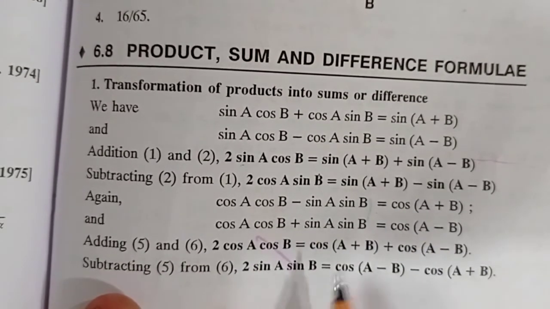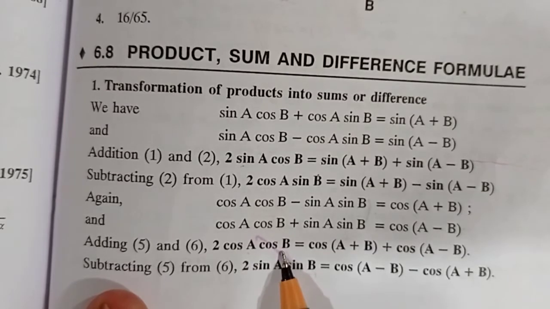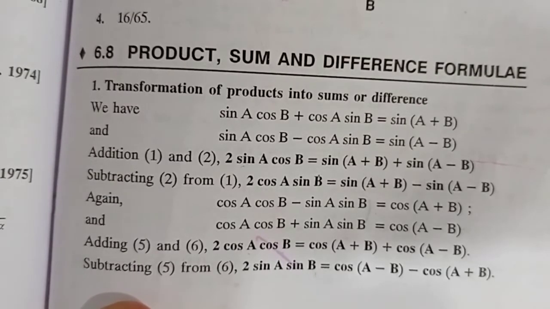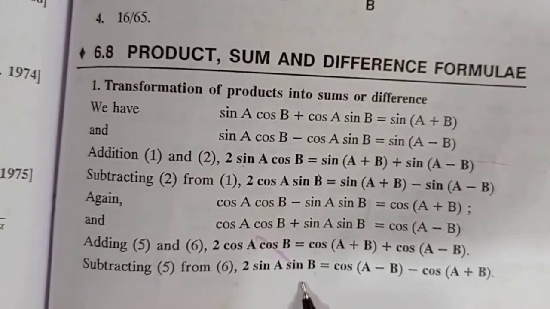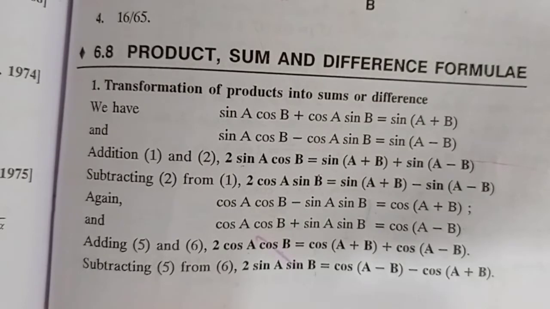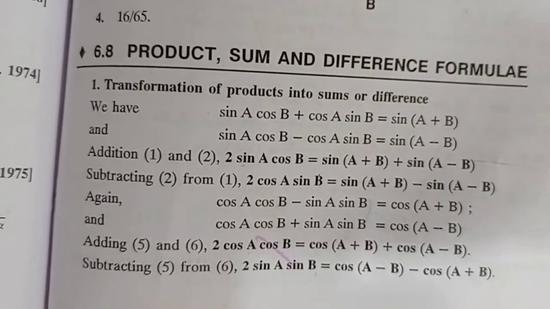Then the third one is 2 cos A cos B, both cos. 2 cos A cos B means cos A plus B plus cos A minus B, cos sum plus cos difference. And the last one, 2 sin A sin B, both sin. Then cos A minus B minus cos A plus B. Listen carefully and write carefully. If it is 2 sin A sin B, the first one is cos difference minus cos sum.